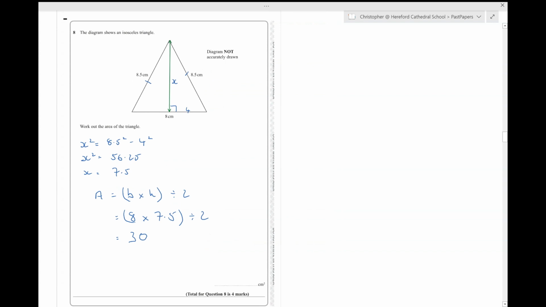And by the way, that's 35 marks of the paper done now, so we're over a third of the way through. I wonder how many marks out of 35 you've got. That's the end of question 8.